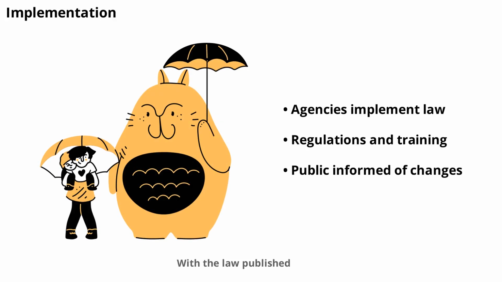With the law published, government agencies begin the process of implementation. This may involve creating new regulations, training staff, or informing the public about the changes. Implementation ensures that the law is put into practice and achieves its intended goals.